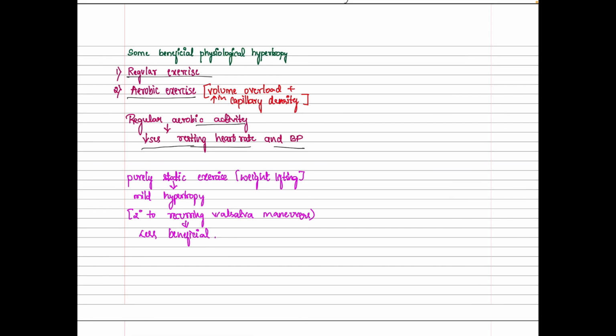And let's see what happens in strenuous exercise like weightlifting. Even during this exercise there will be mild hypertrophy, but there will be secondary recurring Valsalva maneuvers. This weightlifting and severe exercise are less beneficial than regular exercise and aerobic exercise like walking and running.